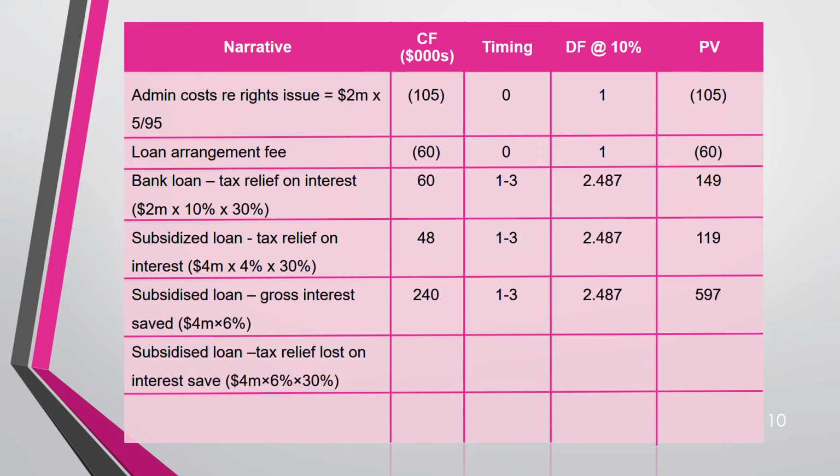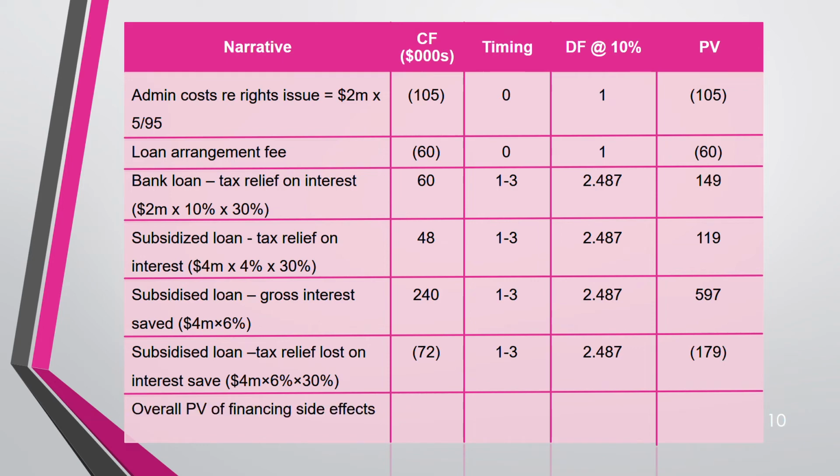Then we have tax relief lost. Because you are saving interest, that means you don't have to pay interest. That means you are losing that tax relief also. So it's like an outflow. 4 million is the loan. What is the amount that you have saved? 6%. Now take 30% on that because that is the interest that you are giving up. You cannot take the advantage of that tax relief because you are paying less interest. 72 outflow. That's why it's in bracket. Outflows are always in bracket. In your thing, you can put it as minus 72. 1 to 3 years, annuity factor will be same, multiplied, and 179 is an outflow.